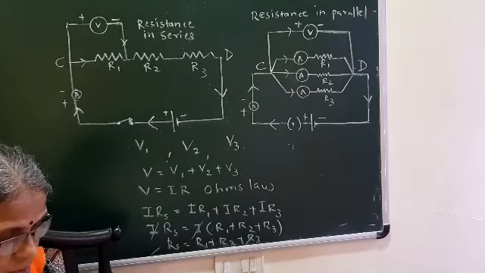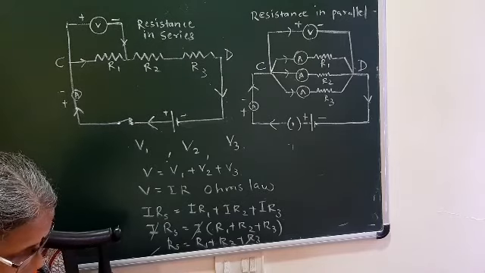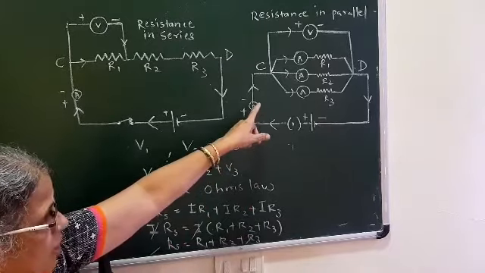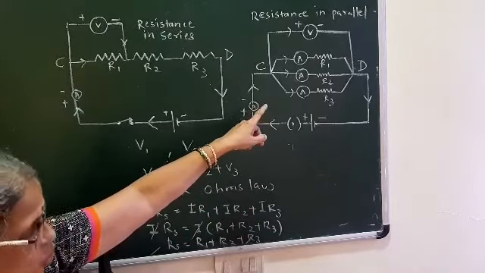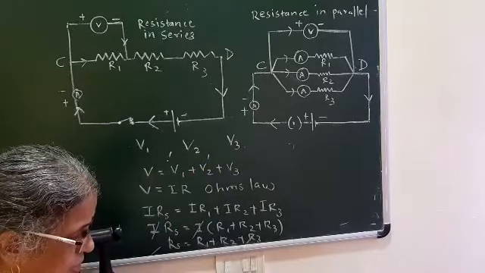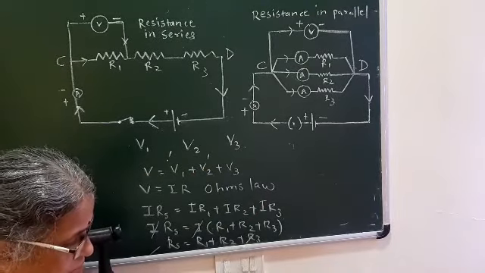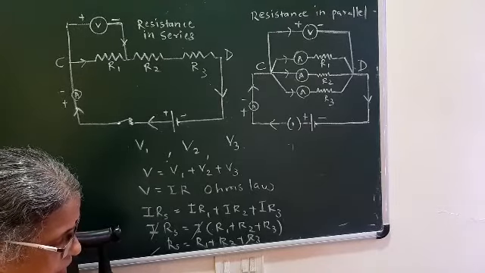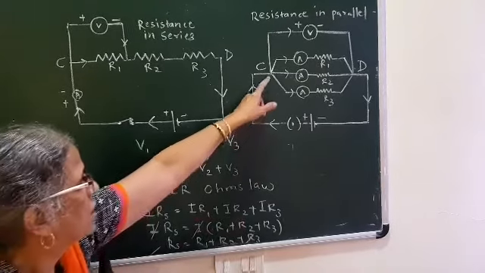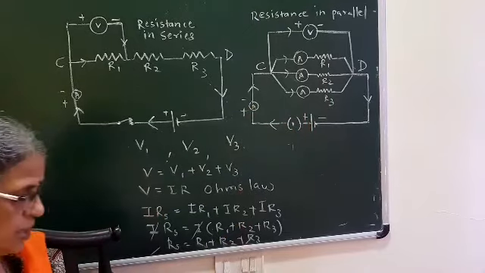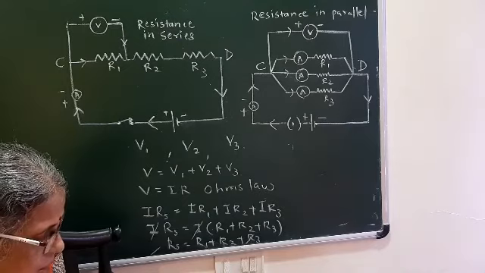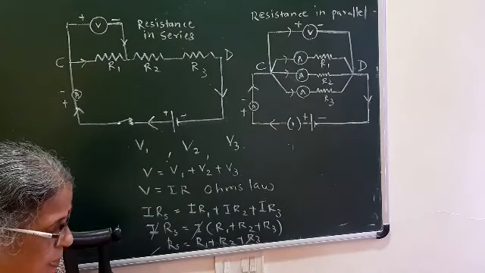Followed? Now whenever resistors are connected in parallel, here the figure is drawn. Whenever the resistors are connected at two common ends, then they are said to be connected in parallel. So resistors are said to be connected in parallel when their ends are connected at both sides. That means they have common ends. So R1, R2, R3 are the three resistors connected in parallel.